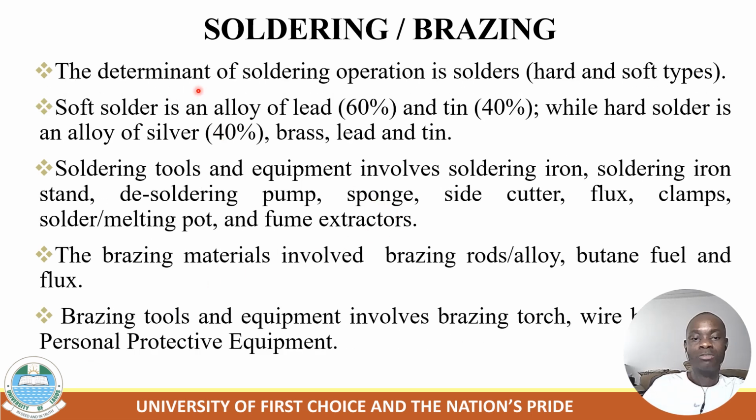So the determinant of the soldering operation is solder, as I said earlier. We have hard and soft solder. A soft solder is an alloy of lead, 60%, and tin, 40%, while hard solder is an alloy of silver, 40%, brass, lead, and tin. Soldering tools and equipment involve a soldering iron stand, soldering pump, sponge, side cutter, flux, clamps, solder, and foam extractors. The brazing materials involve brazing rod or alloy, butane fuel, and flux. Brazing tools and equipment involve a brazing torch, wire brush, and personal protective equipment.